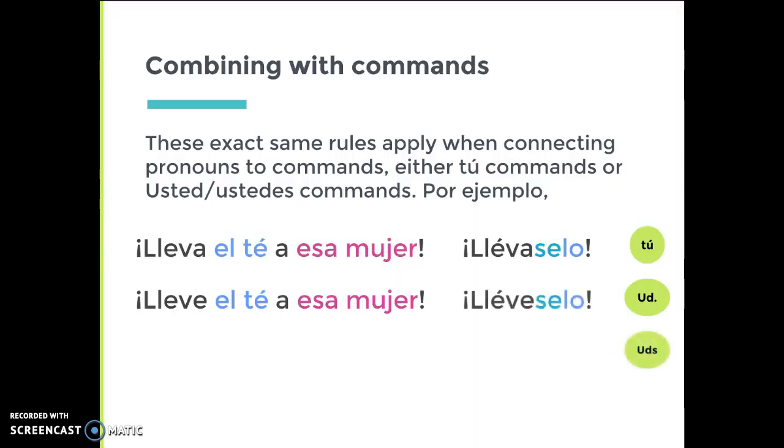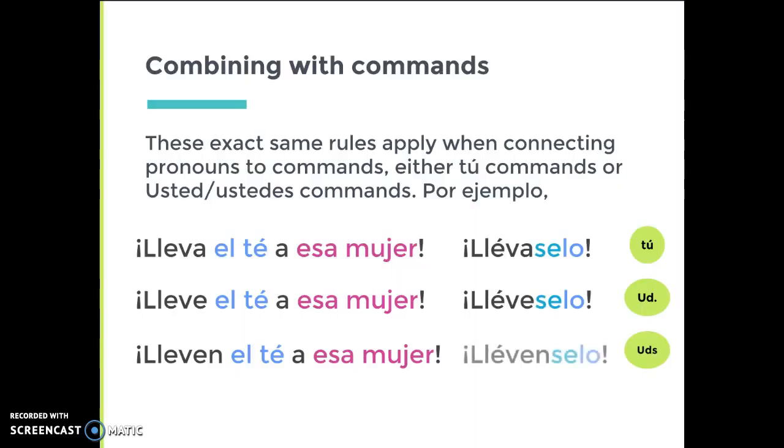Lastly, if we have an ustedes command, we would say lleven el té a esa mujer. Llévenselo. All of these can also work with negative commands. For example, if we took the usted command, lléveselo, we could make it no se lo lleve. Or if we take llévenselo, we can make it no se lo lleven. Either way, the pronouns go in this order all the time.